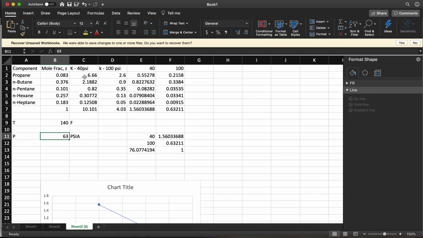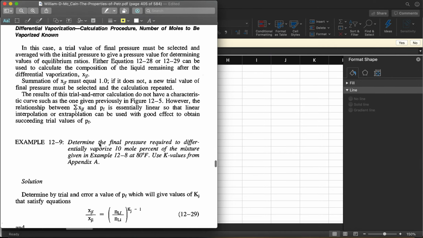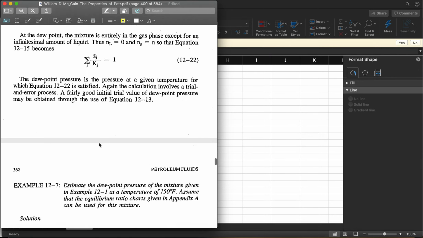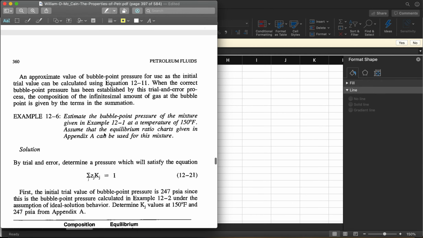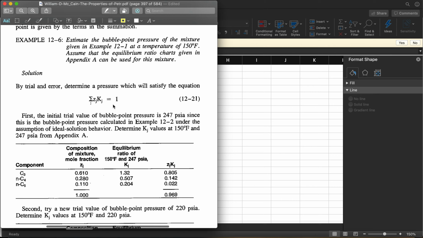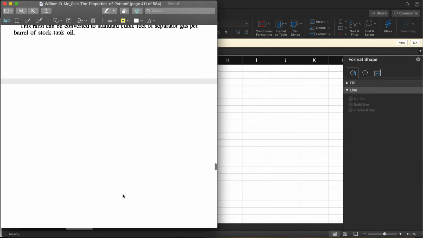So if we go to 40, we go over to the k-tables. If I come back here, by the way, this problem is just like the example problem. Which example problem is it? This example problem 12-16. So you're basically trying to find where this is equal to 1 exactly. Z times k, that's going to be it. So you got to guess. That's what they're showing you, is do a few guesses.